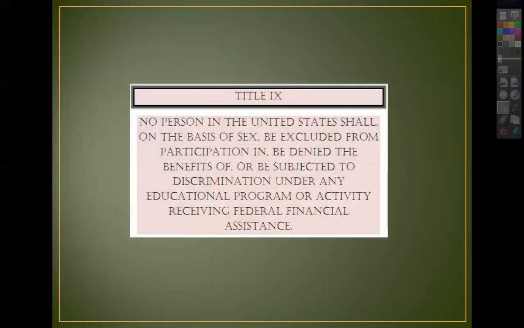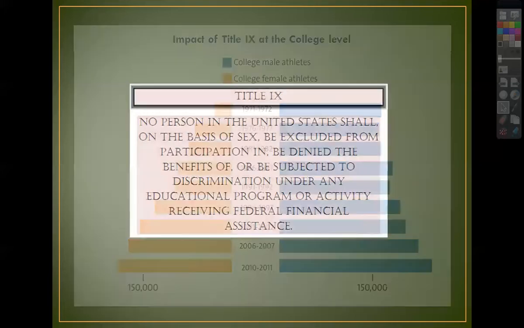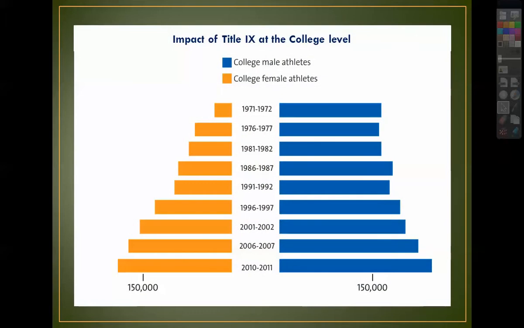Title IX of the 1972 Education Amendments outlawed discrimination against women in schools. For example, colleges that received federal money had to fund men's and women's sports programs equally.